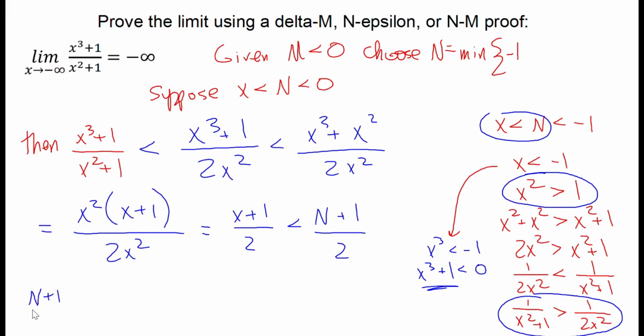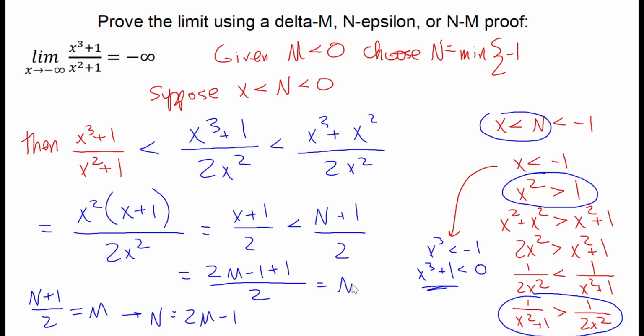I'll just say n plus 1 over 2 is equal to m, which means that n should be equal to 2m minus 1. So this is equal to 2m minus 1 plus 1 over 2, which is just m. And so now we're going to choose n to be the minimum of negative 1 and 2m minus 1.